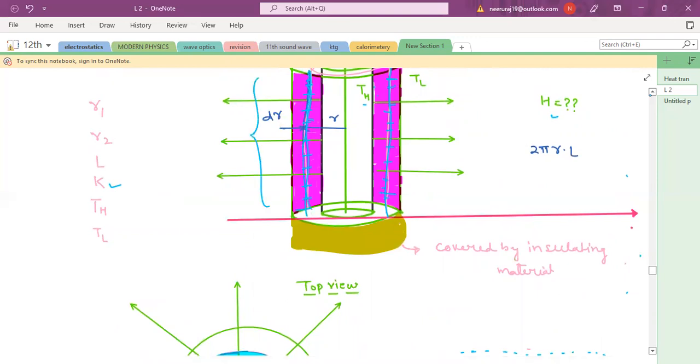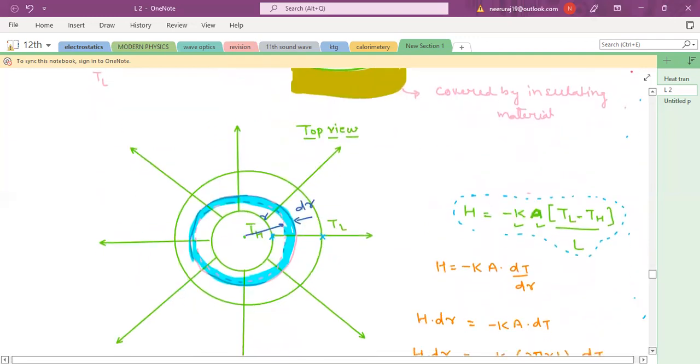But I have some downside. We are looking only at the top, so it looks like this. Right? If you see it completely in three dimensions, a length L is there. Okay.